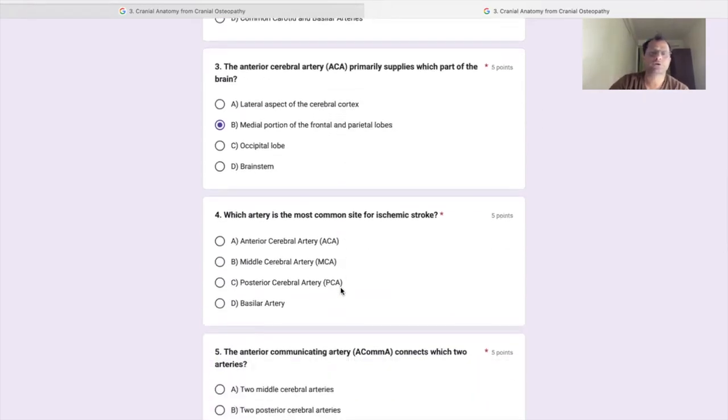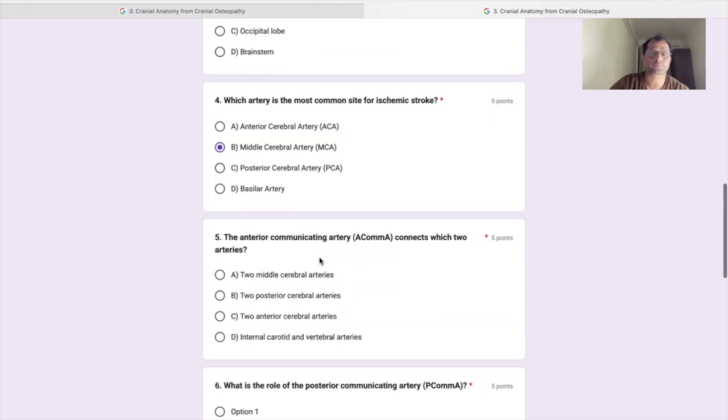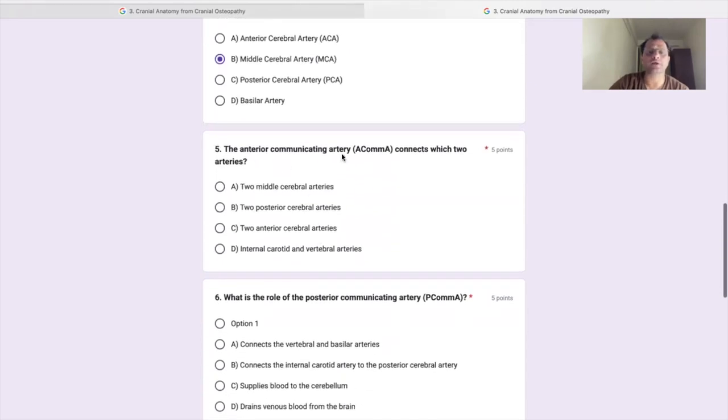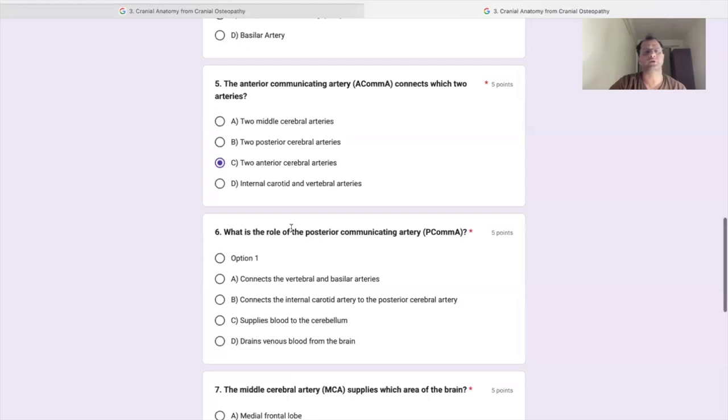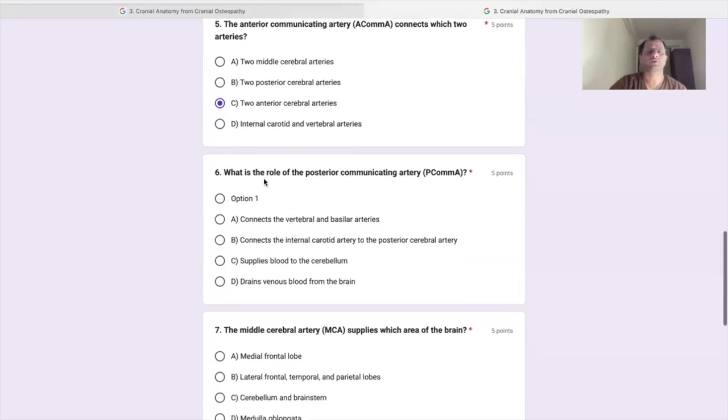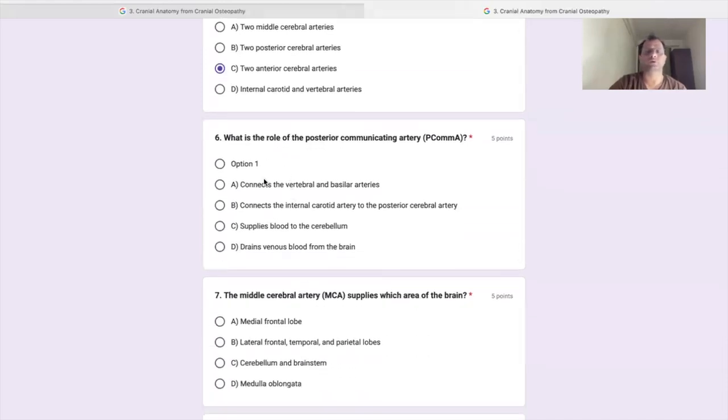Question number 4. Which artery is the most common site for the ischemic stroke? Middle cerebral. So the middle cerebral artery gets more ischemic stroke. Question number 5. The anterior communicating artery connects which two arteries? Anterior cerebral. C. So the answer will be C. The two cerebral arteries are connected by the anterior communicating artery. Question number 6. What is the role of posterior communicating arteries?